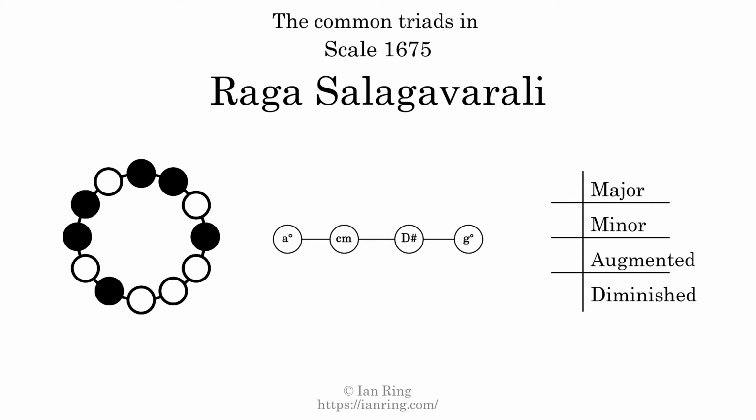The diagram in the center is a graph of parsimonious voice leading between triads. There is one major triad. There is one minor triad. There are no augmented triads. There are 2 diminished triads. Here is a Hamiltonian path of parsimonious voice leading that uses all the triads.